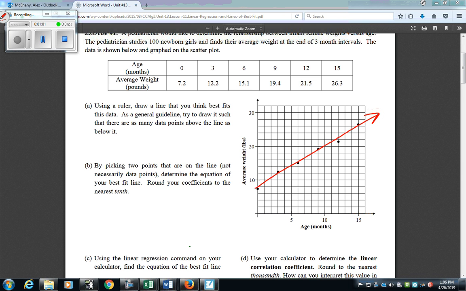And then it says for part B, pick 2 points that are on the line. So I'm going to use these 2 points. That one seems to be touching this one as well. And what we're going to do is determine the equation for that best fit line. We're going to do this one by hand, and then we're going to do one with the calculator. And you'll see how they're pretty close, if not exact. So in this case, I picked 3, 12.2. And the other point I picked is 9, 19.4.